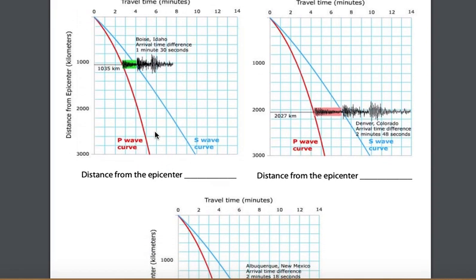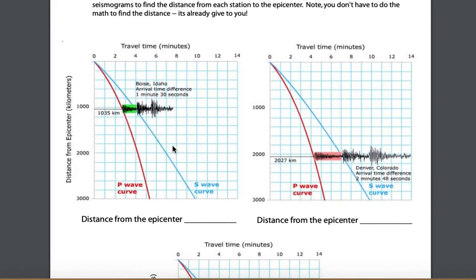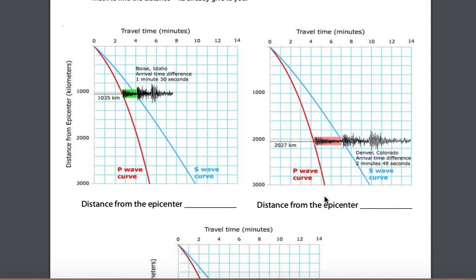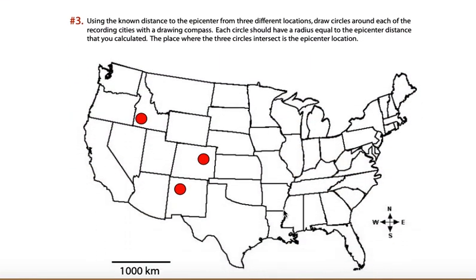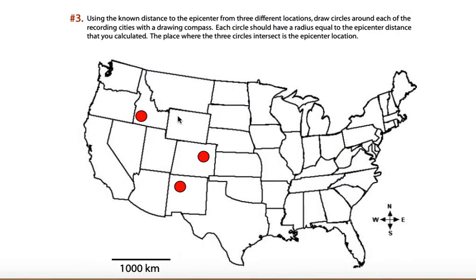Once you have transferred that information for all three locations, this is Boise, Idaho, this is Denver, Colorado, and this is Albuquerque, New Mexico. From there, you're going to take this map. And this map, regrettably, has extremely large dots. There's no way Boise, Idaho is that big. Maybe Denver is close, but I kind of doubt these cities are that big. They made these dots way too big.